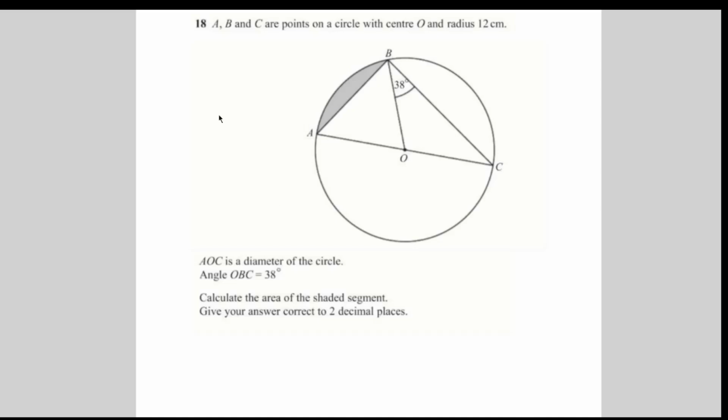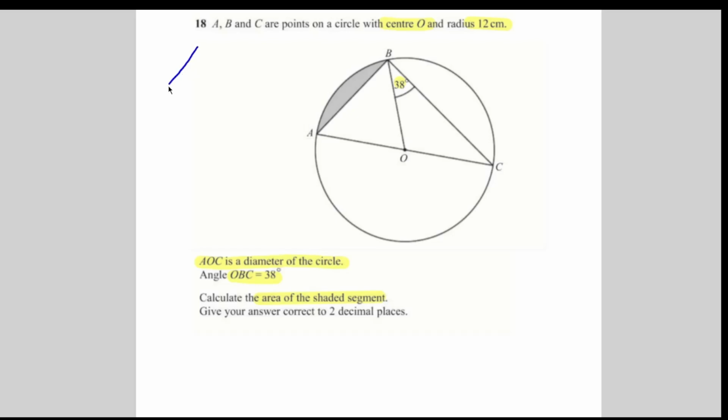Question 18. A, B and C are points on a circle, center O and radius 12 centimeters. AOC is a diameter of the circle. Angle OBC is 38 degrees. Calculate the area of the shaded segment. Give your answer correct to 2 decimal places. Now we need to get the area of the shaded segment. First, you need to know these parts.